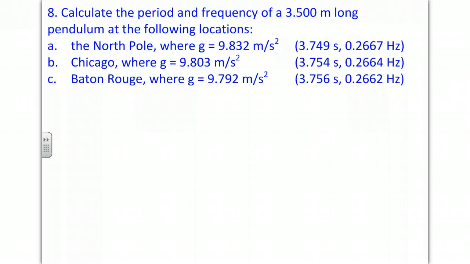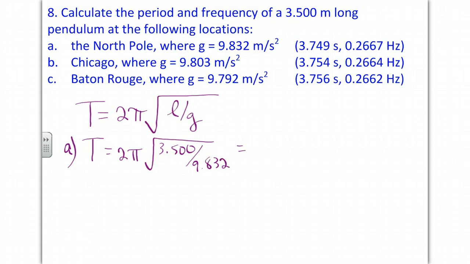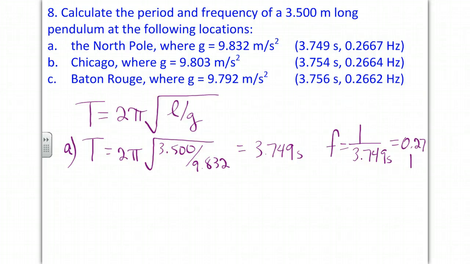Number 8, we're going to use the period equals 2 pi square root of length divided by gravity for all 3 of these. So for part A, period equals 2 pi square root of 3.500 divided by 9.832, which equals 3.749 seconds. To get frequency, you take 1 over the period, which is going to end up giving us 0.27 hertz.